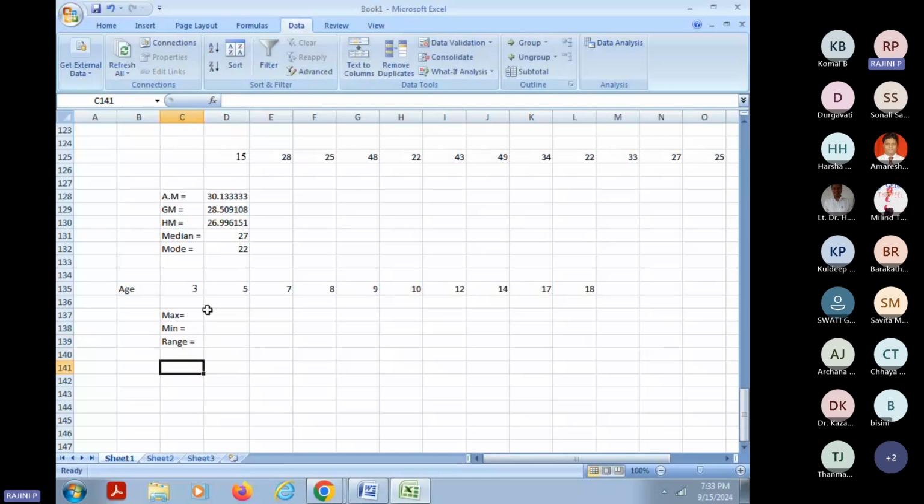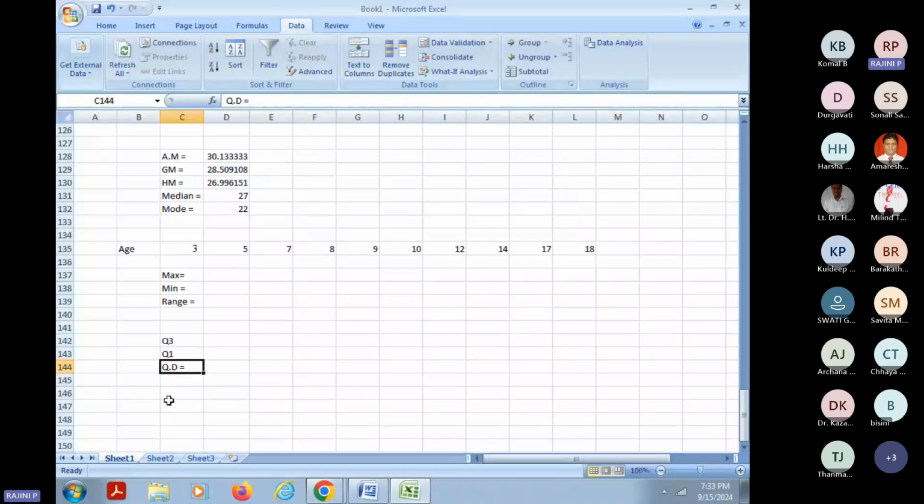And next after that, you need to calculate the quartile deviation. The quartile deviation formula is what? Q3 minus Q1 by 2. So you need to calculate the third quartile and the first quartile.